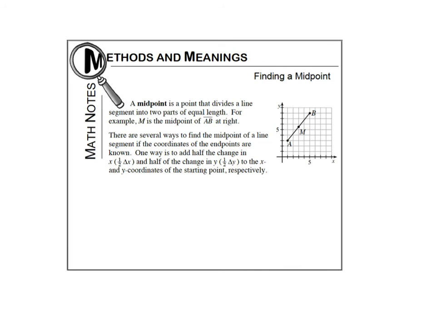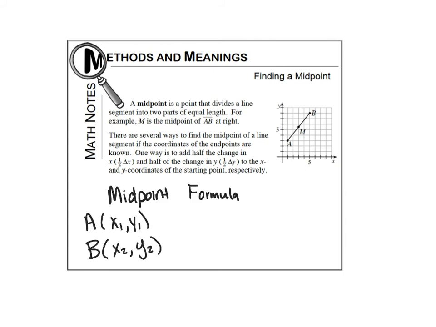So to summarize, the midpoint is the point that divides a line segment into two parts of equal length. For example, the M is the midpoint shown here. There's several different ways you can find the midpoint. One way is to figure out how much it changes using that slope triangle and add half or subtract half depending on which coordinate you're looking at, using the slope triangle that we talked about. The other method is to use the midpoint formula, which states that for any 2 points, A and B, the midpoint can be found by averaging the x's and averaging the y's.